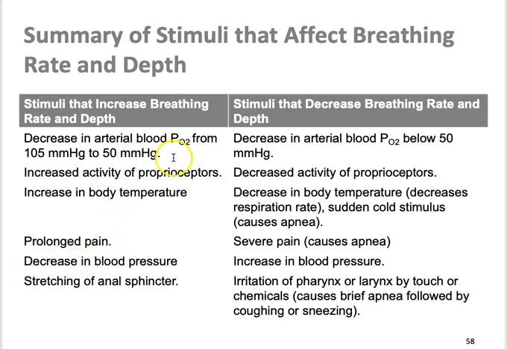Stimuli that can further do this include the decrease in arterial blood partial pressure of oxygen, from 105 to 50. Breathing can be increased by proprioceptors and an increase in body temperature. Likewise, a sudden change in the stimulus will cause a decrease. Each of these things you've probably experienced: decrease in blood pressure, severe pain causing apnea, increase in blood pressure, decrease in body temperature. If you want to try this one, go take a shower, shut off the warm water, turn on the cold water only, and pay attention to what happens to your body.